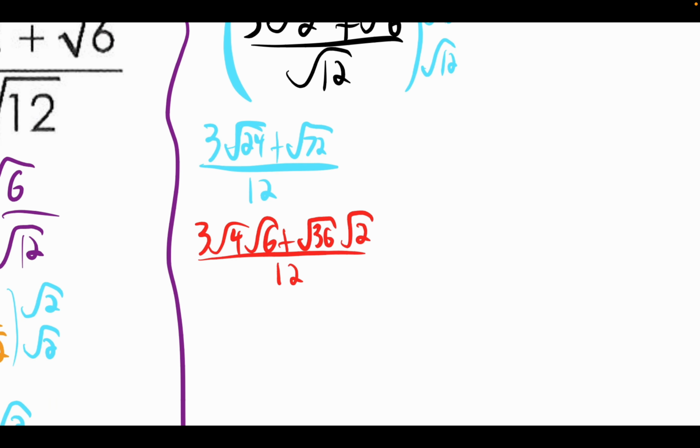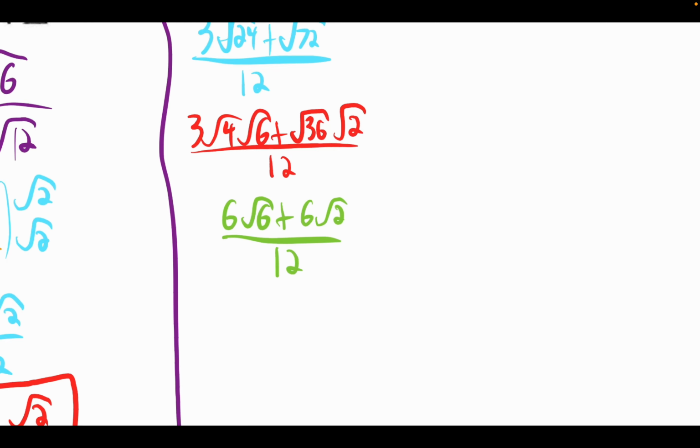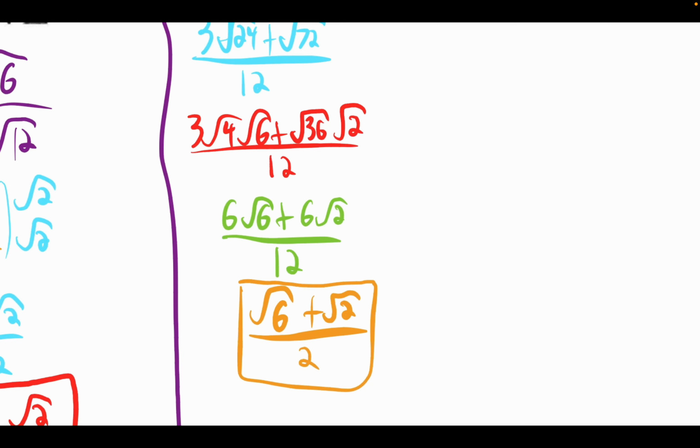And so 3 times the square root of 4 is 3 times 2, aka 6, square root 6. And square root of 36 is 6. And then we can simplify the regular, normal 6, 6, and 12, since they all reduce by 6, giving us, if my iPad would let me scroll, square root 6 plus square root 2 over 2, which is the exact same answer we got before.